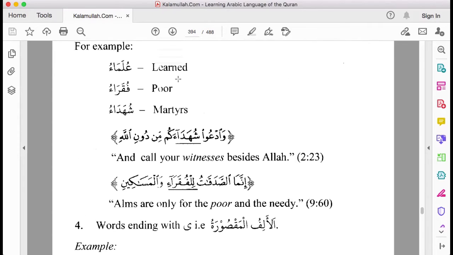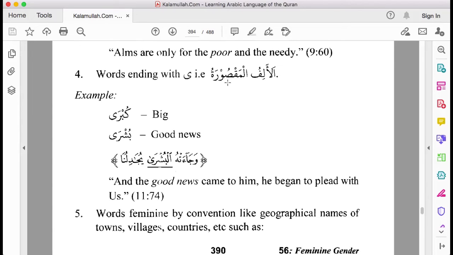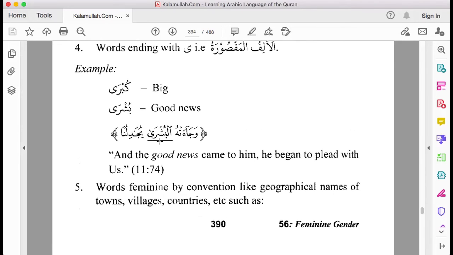I would focus more on the vocabulary here just to know because these are quite common words in the Quran. So you should be making a list of the vocabulary for the common words like this, because they come quite a bit in the Quran. Okay, like masakin, fuqara'i, so poor and needy, right? Okay, we talked about alif maksura earlier, like kubra, bushra. These end with alif maksura, and it's also feminine.